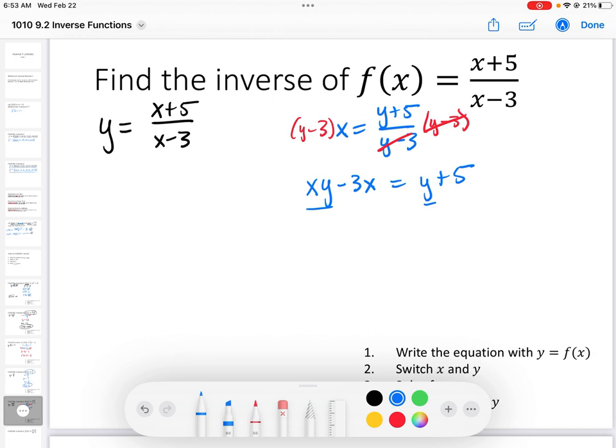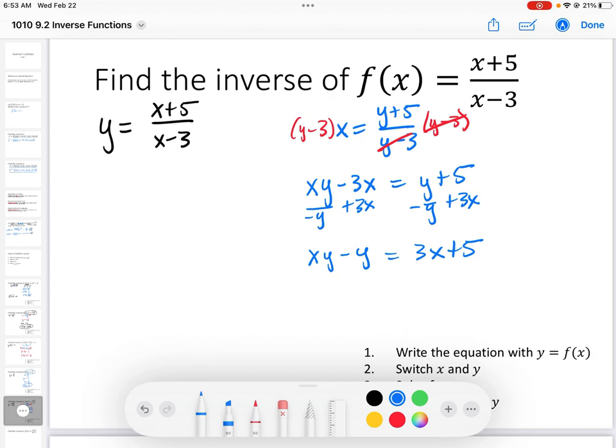So in order to fix this, I'm going to get all the y's on one side and all of the non-y stuff on the other side. So I'm going to add 3x to both sides, and I'm going to subtract y from both sides. And what that gives me is xy minus y equals 3x plus 5. So now the y's are all on the same side of the equation and the non-y stuff is on the other side. But I still have two different y's.